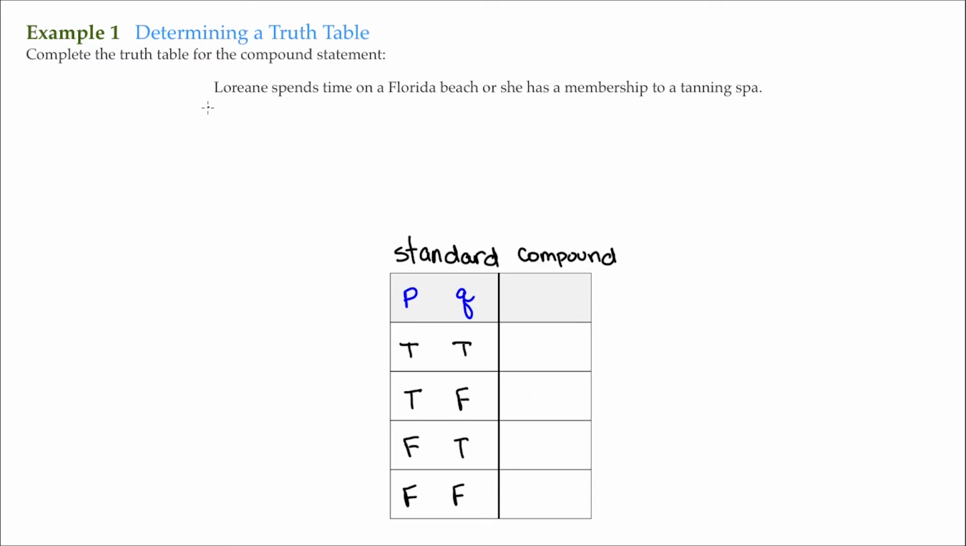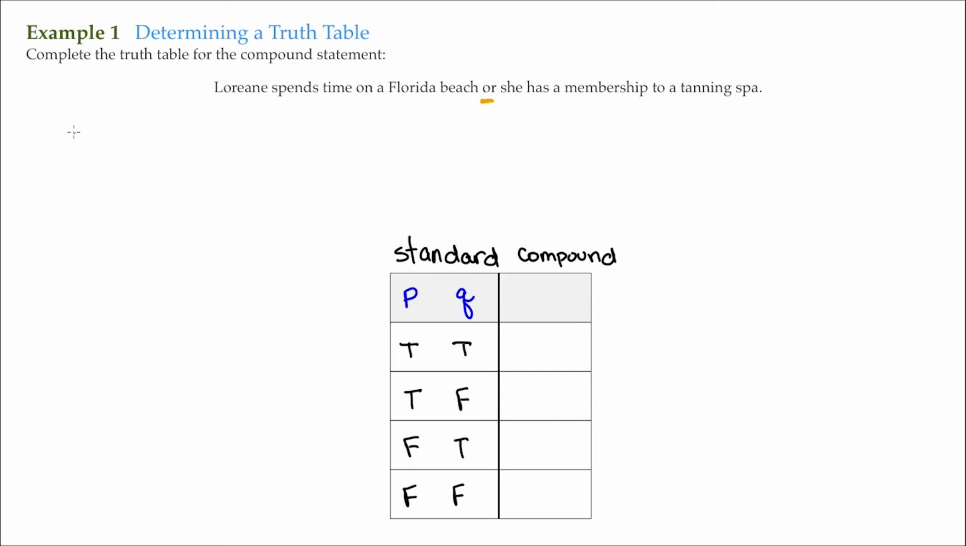So for this problem here, where it says Lorene spends time on a Florida beach or she has a membership to a tanning spa, the first thing we're going to do is deconstruct this compound statement and pull out the 2 simple statements. You can see that we have a simple statement here, and then we have our connective, that's or, that's our disjunction, and then we have our second simple statement here.